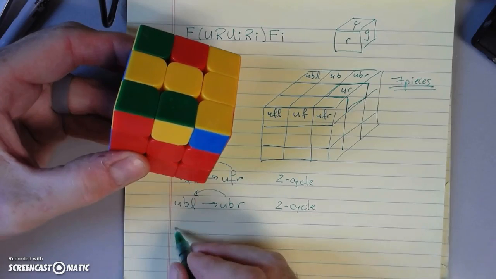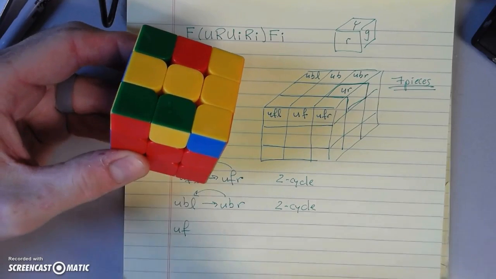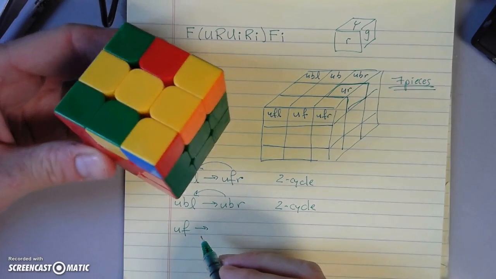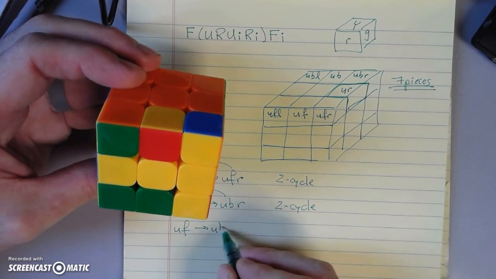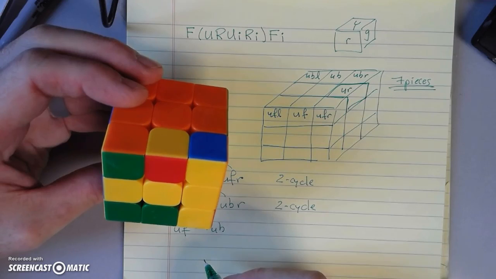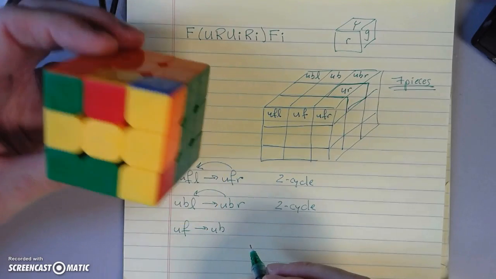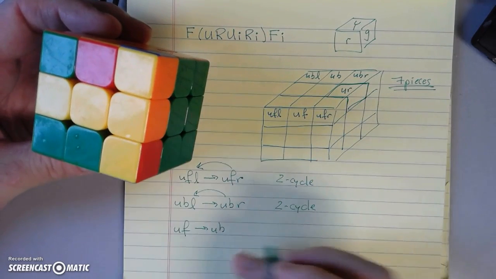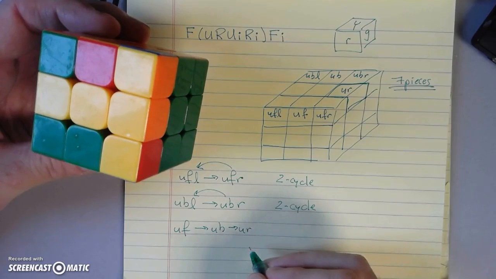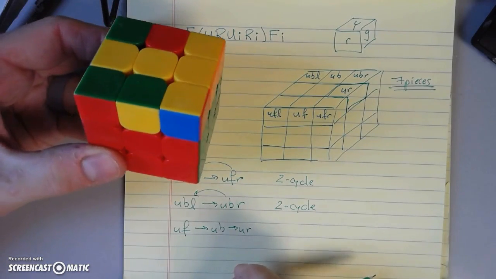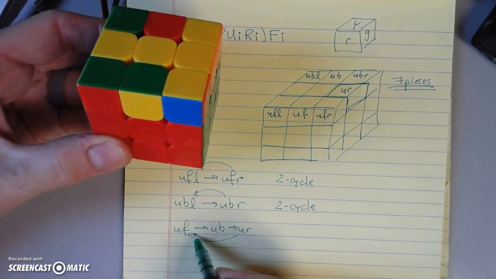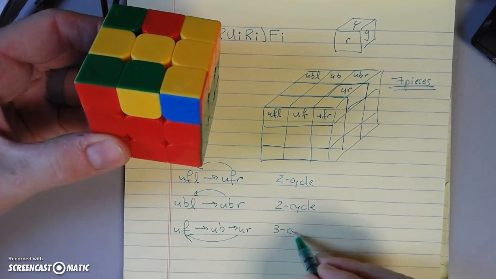Let's start with an edge. Say up front. It used to be yellow and red. Where is the yellow and red piece? There it is. That's up back. The up back used to be yellow and orange. Well, where did that one go? Oh, there it is. That's up right. This used to be yellow and green. Where did that go? Back to where we started. There's a 3-cycle.